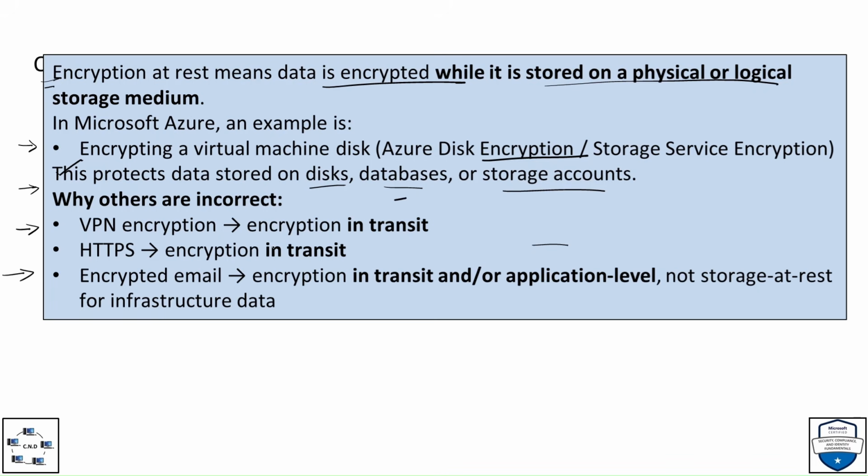So why are the other options incorrect? VPN encryption is encryption in transit. HTTPS encryption is again encryption in transit. An encrypted email is encryption in transit and or at the application level, not storage at rest for infrastructure data.